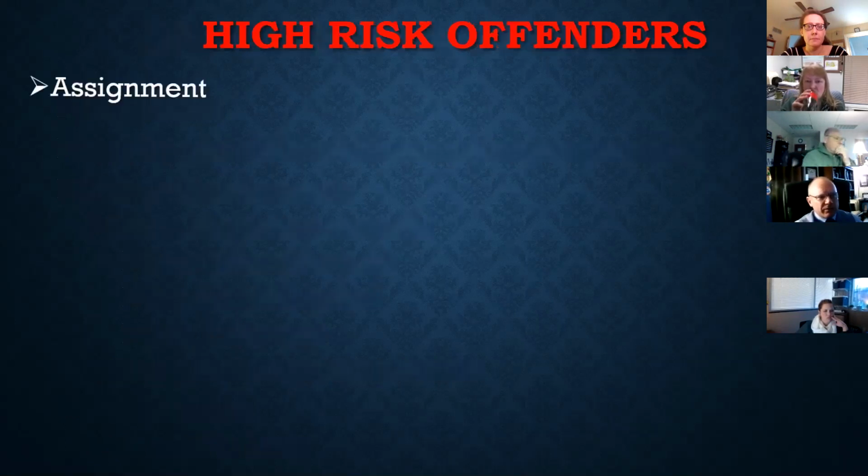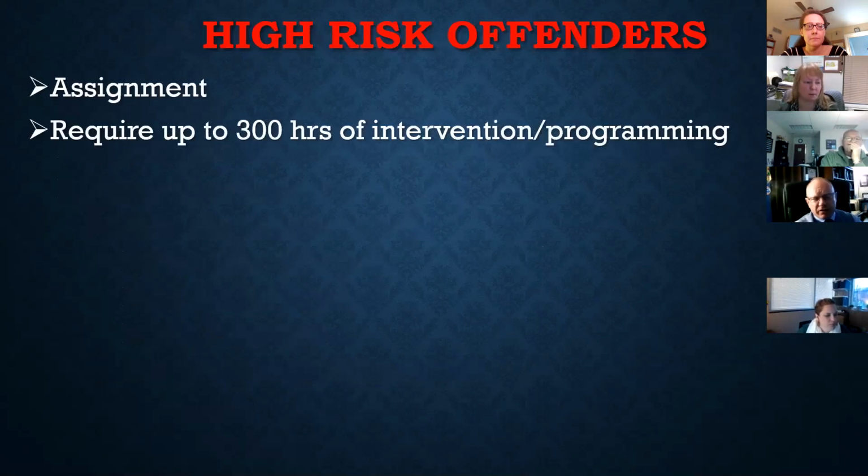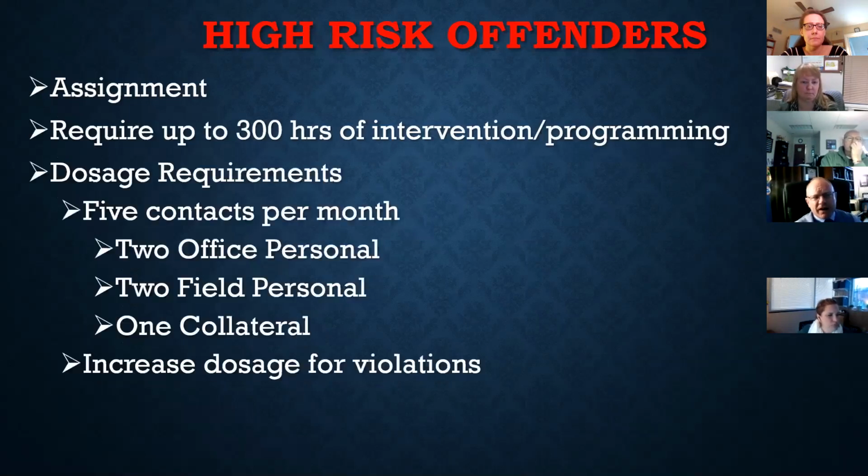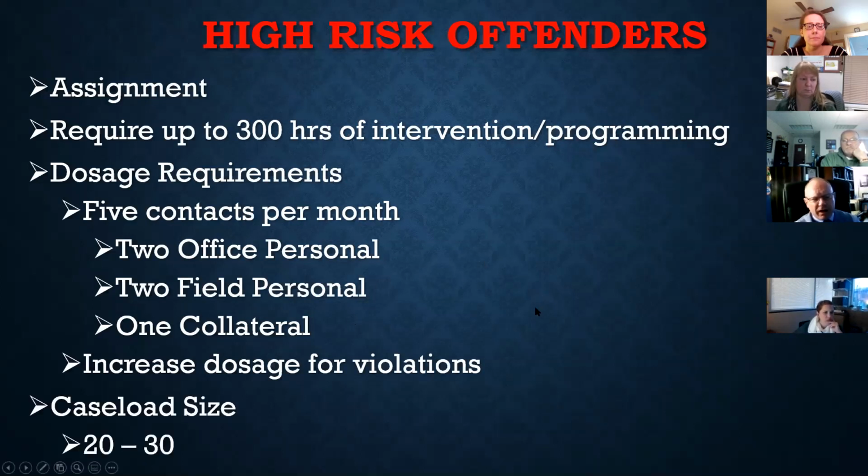Now let's look at the high risk scores. Requires up to 300 hours of intervention programming, 5 contacts per month, 2 office, 2 field, and 1 collateral. Again, we were probably doing at least 4 or 5 in the field. And Meredith, were we doing like 2 office visits a month prior to ORAS? Yeah, so you can see that's a lot of work. And increased doses for violation.